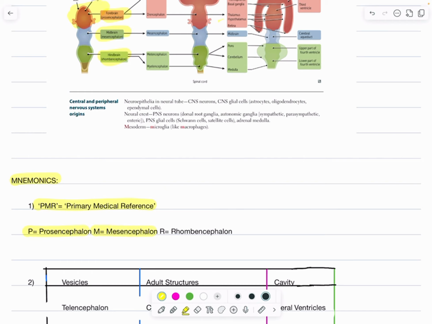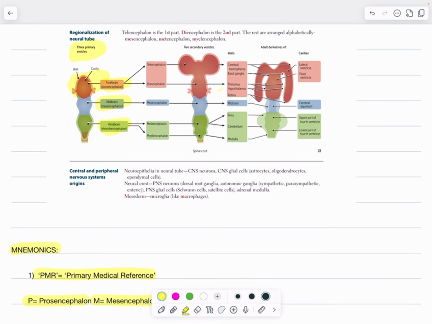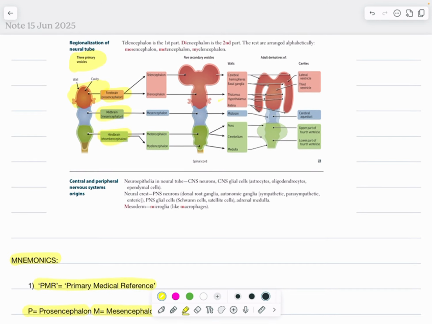And here is an interesting mnemonic to remember it. It's very easy to remember. PMR, primary medical reference. P for prosencephalon, M for mesencephalon, R for rhombencephalon. By week 5, these 3 vesicles further divide into 5 secondary vesicles. The prosencephalon, the forebrain, divides into telencephalon and diencephalon, while the mesencephalon stays as mesencephalon, and the rhombencephalon divides into metencephalon and myelencephalon.